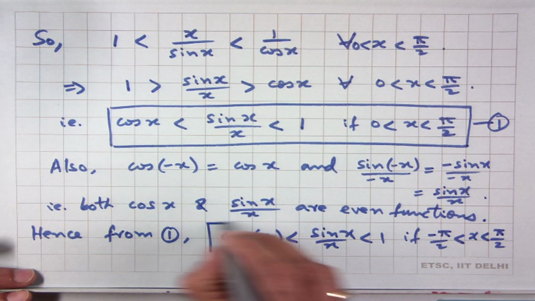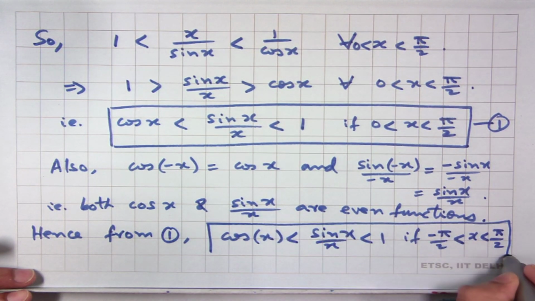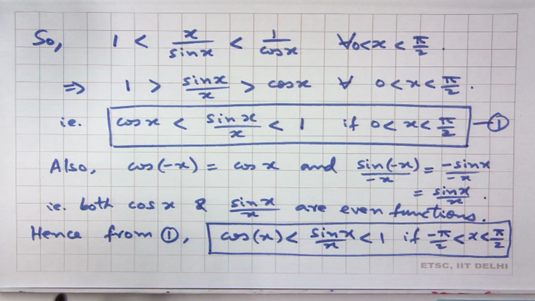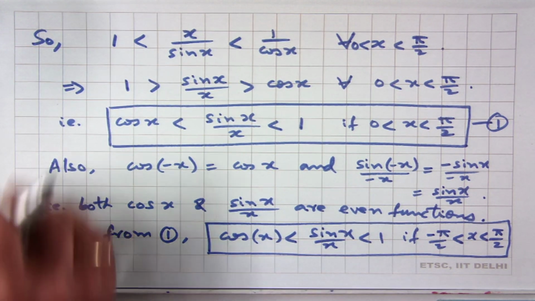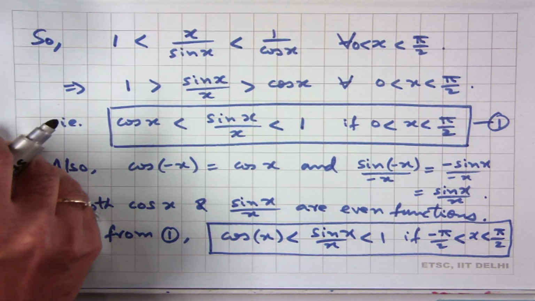Right. So, now we got an interval containing 0 in which we have this inequality that sin x by x is greater than cos x and less than 1.